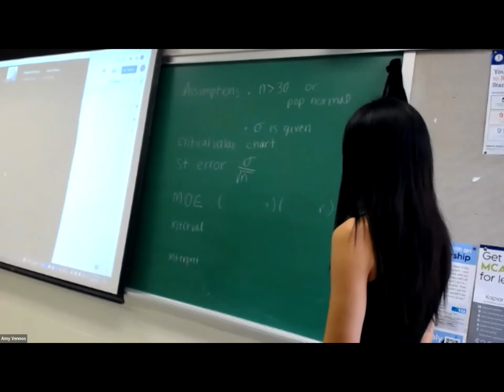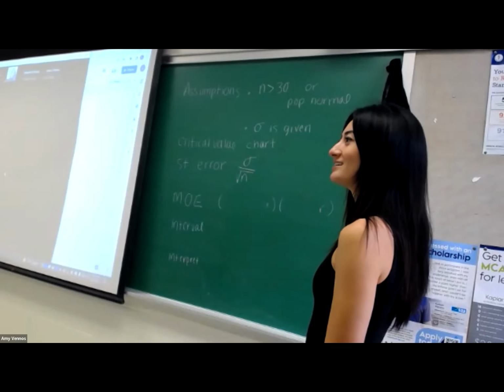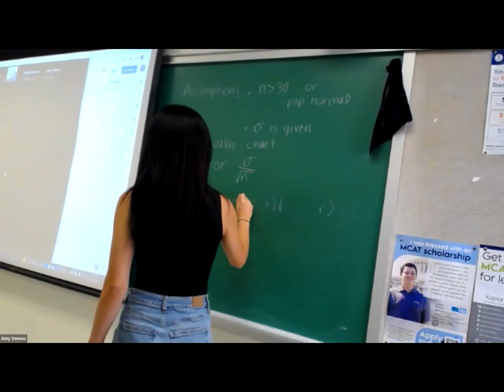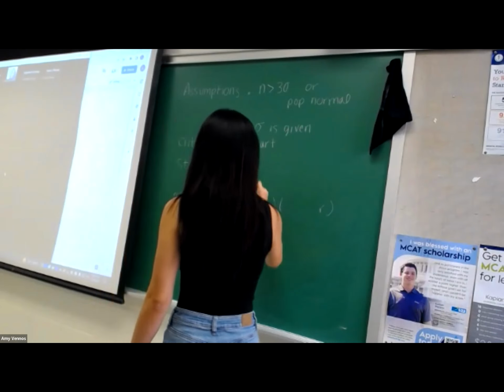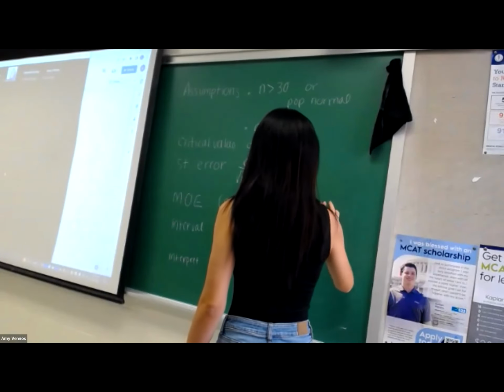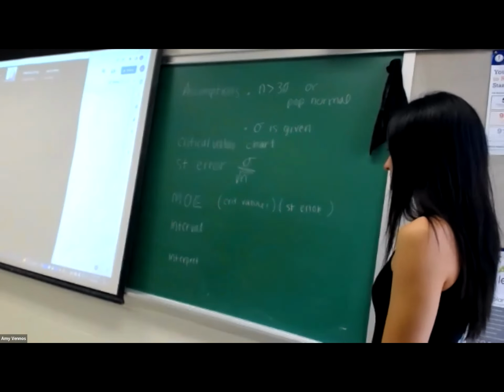Okay. Next, to find the margin of error, what do I do to get this value? Multiply the... So you take the critical value, and then you take the standard error. So the two numbers that you just found, and you multiply them together. So pretty easy calculation there.